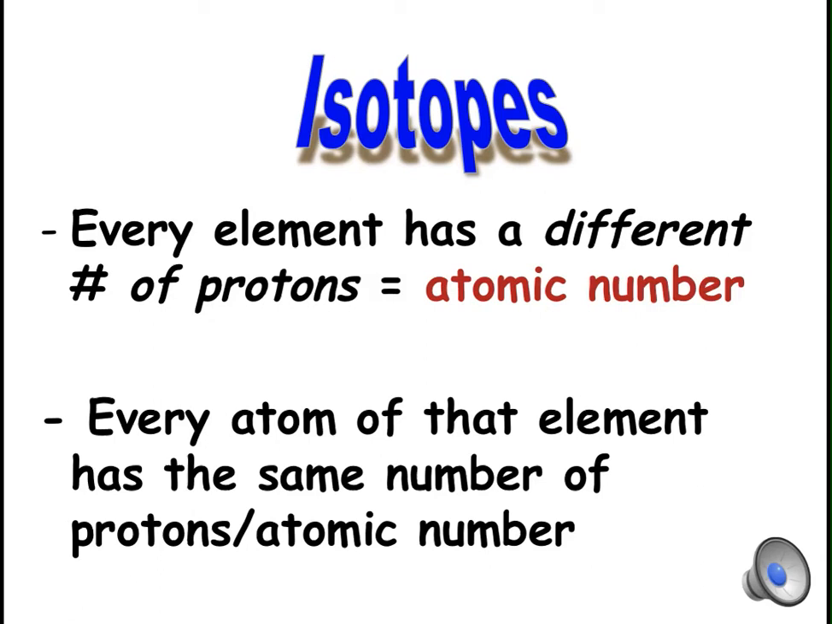Every element has a different number of protons, or atomic number. Keep in mind the number of protons equals the atomic number, and that's how we determine what element we actually have. So every element has the same number of protons as its atomic number. They are one and the same.